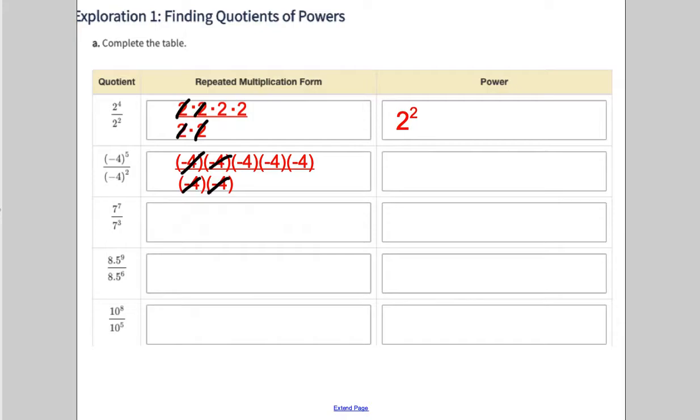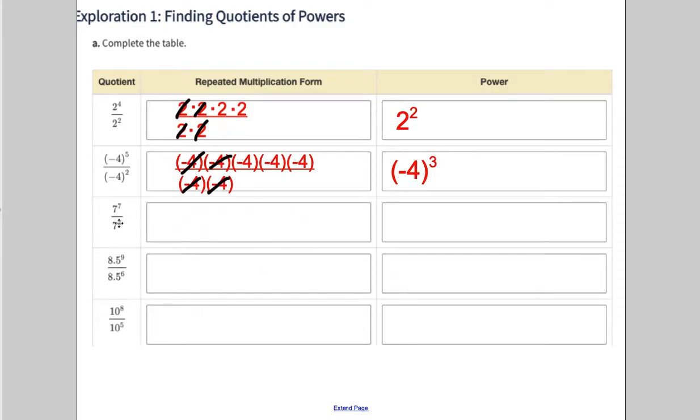And what I have left then is 3 -4's, and I can rewrite that now as a base of -4 raised to the 3rd power. Notice how the -4 is in parentheses. The base is written exactly the same here as it is when I simplify it.